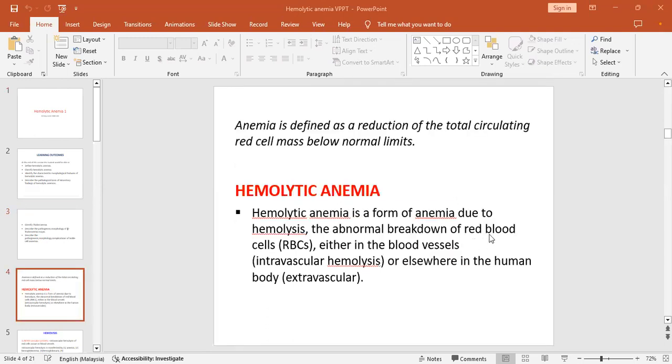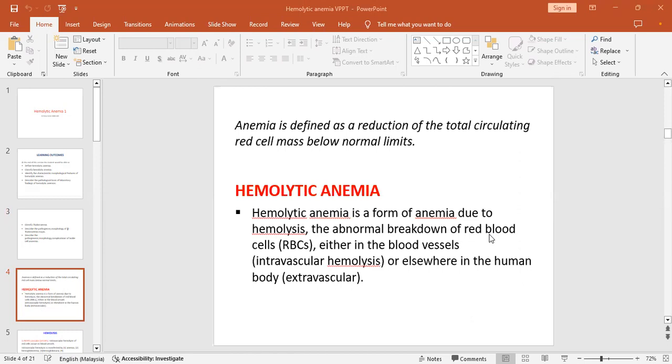Before coming to hemolytic anemia, let me define what is anemia. Anemia is defined as a reduction in total circulating red cell mass below normal limits. In real life, it is difficult to assess the red cell mass. So for all practical purposes, we take a reduction in hemoglobin as anemia. Etiologically, there are three types of anemias, and morphologically also there are three types of anemias. The type of anemia that we see in hemolytic anemia is normocytic normochromic.